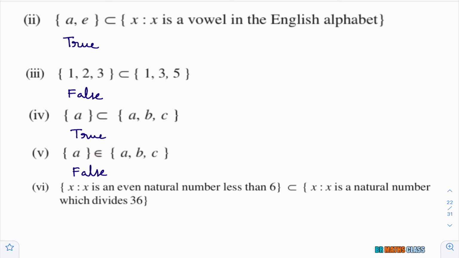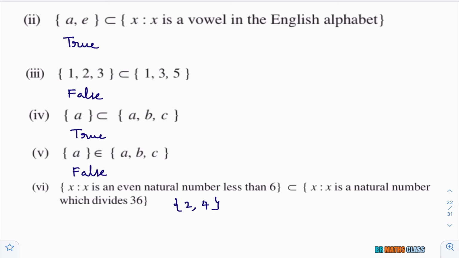Okay, now come to this last one. X is an even natural number less than 6. I'll write this set in roster form so that we can easily understand. What are the even natural numbers less than 6? 2 is an even natural number less than 6. 4 is an even natural number less than 6. Any other? Less than 6, so 6 we cannot write.